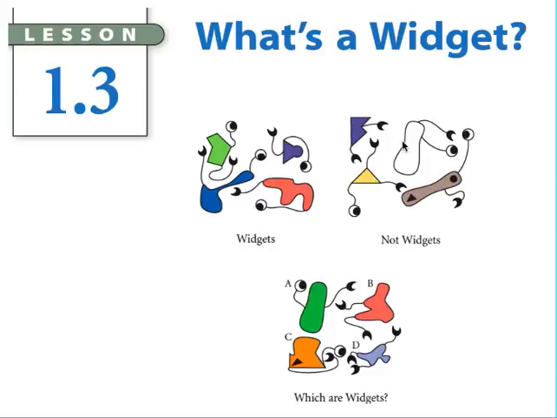So based on that determination, which are the widgets? A. B is not a widget because? Two claws. Okay, C is not a widget because? It's got something inside. D is not a widget because? No eye. 3 claws. Okay, so far so good?